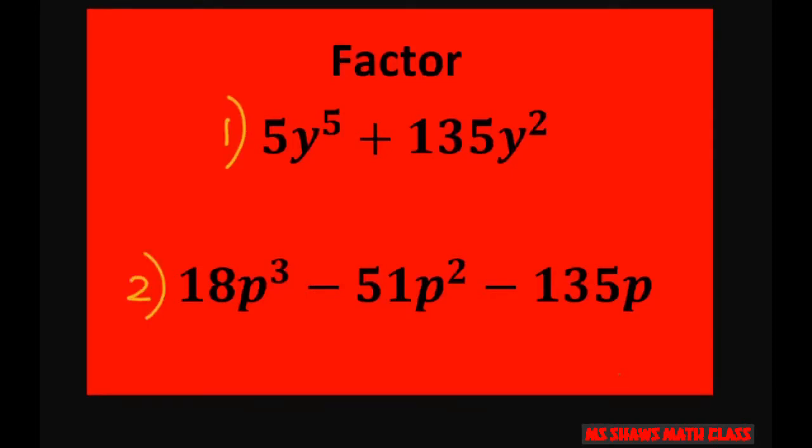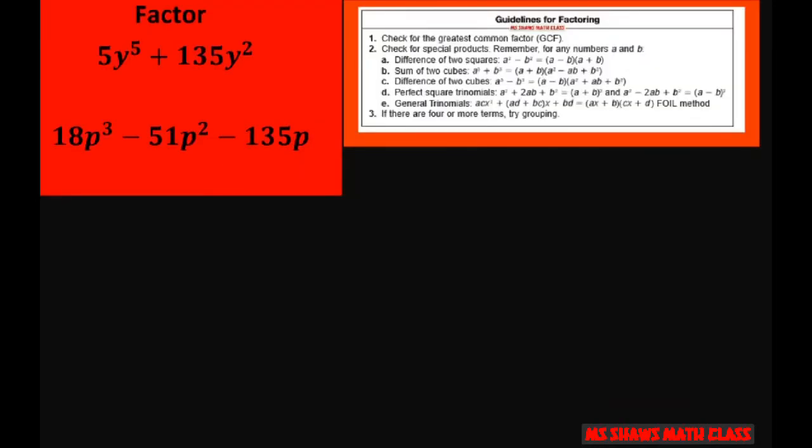Alright, so for the first one, I'm going to use my guidelines for factoring and check for the greatest common factor. I can divide both of these by 5y squared. I picked 5 because they're both divisible by 5, and I picked the y squared because that's your smallest y with the square in it. So you don't lose the divisor, but you pull it out.